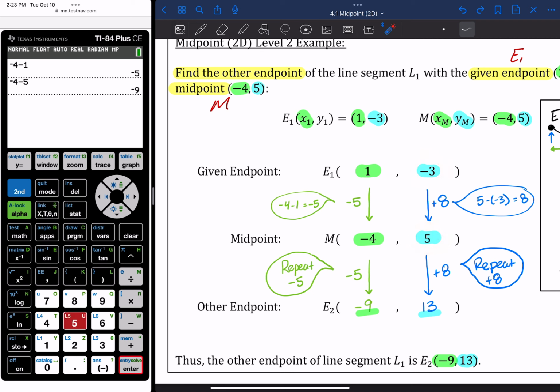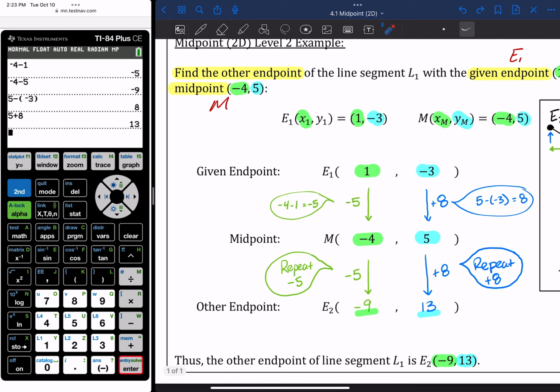Again, I can take 5 minus -3, and this will tell me the change. I added 8, so I just need to do that again. Take 5, the midpoint, plus 8, and I get 13. Okay? So the other endpoint is (-9, 13). I just found the change in my x and the change in my y and just repeated that from the midpoint.